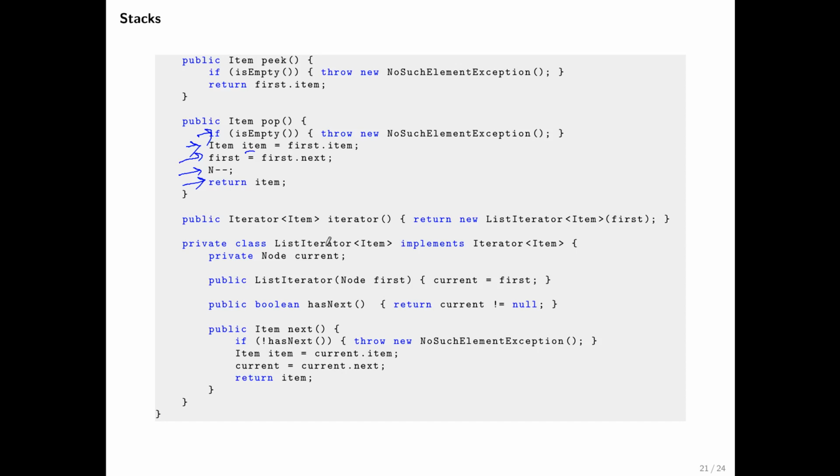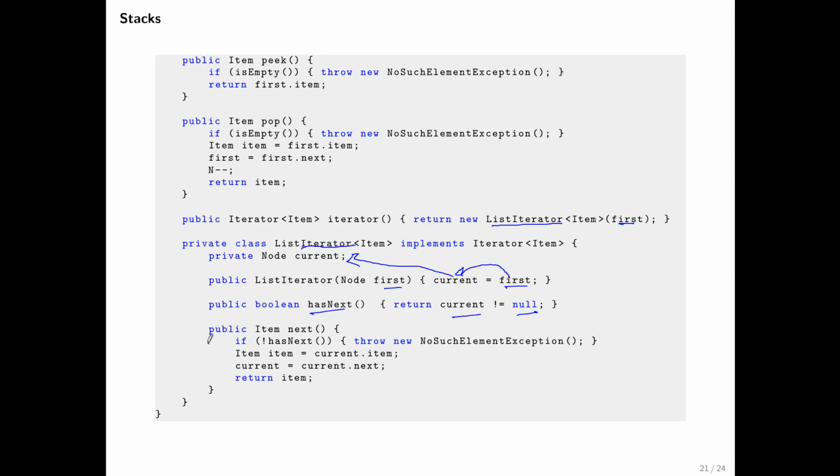What about iterator? Well, with an iterator, we simply return an object of type list iterator, which is this guy here, giving first as an argument, which simply is assigned to the instance variable current, which is this fellow here, right? And has next compares current versus null. So as long as current is not null, we return true. When current is null, we return false.